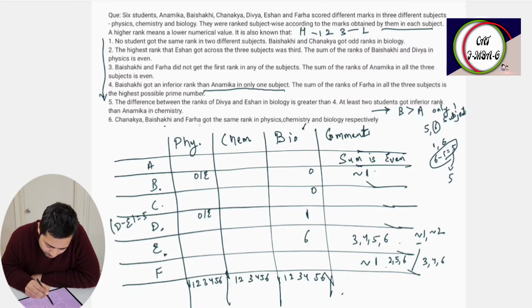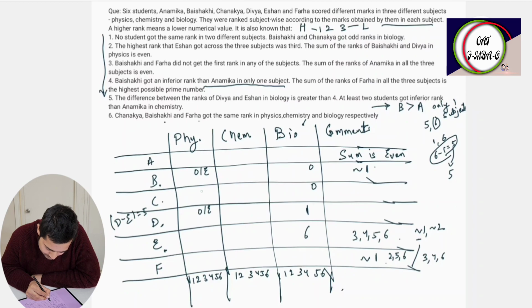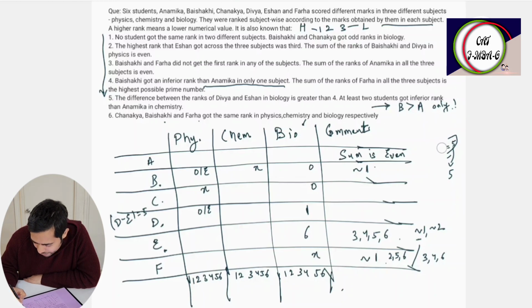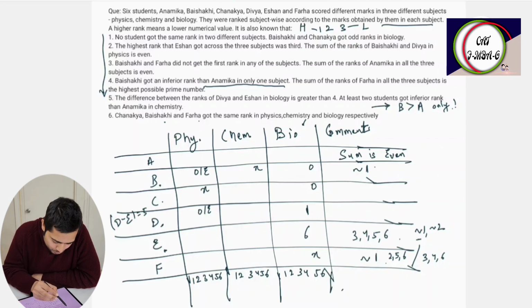Chanakya, Baisakhi and Farah got the same rank in physics, chemistry and biology respectively. Chanakya in physics, let us say X rank is there. Baisakhi in chemistry, X rank is there. And Farah in biology, X rank is there. Perfect. Till now we have been able to figure this much out. Now let us try to see if we can fill the table more.